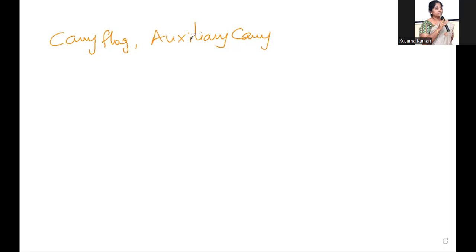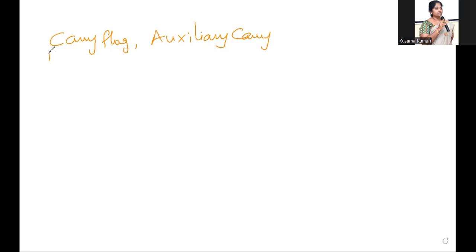Similarly, the auxiliary carry flag. Auxiliary carry flag means when a carry is generated from the lower 4 bits to the fifth position, then the auxiliary carry flag is set. Otherwise, the auxiliary carry flag is reset.